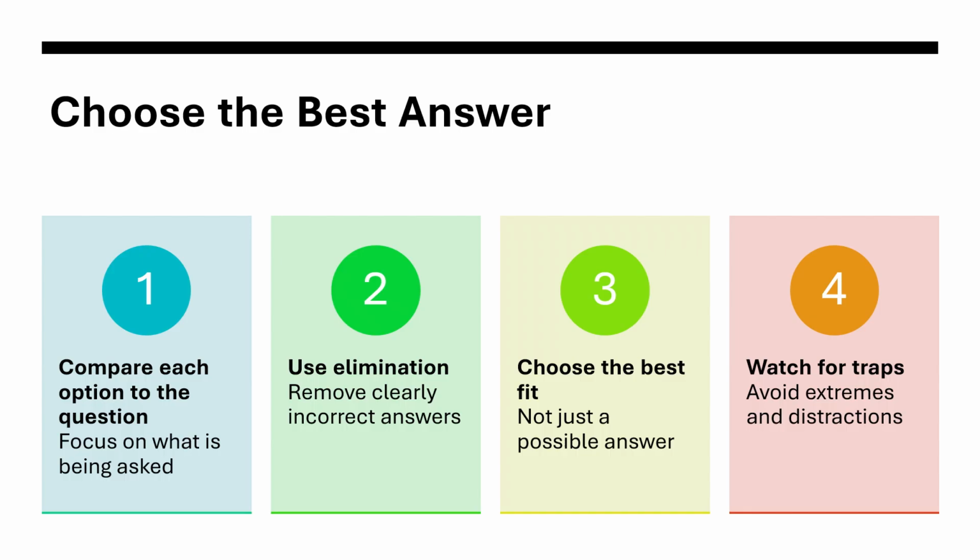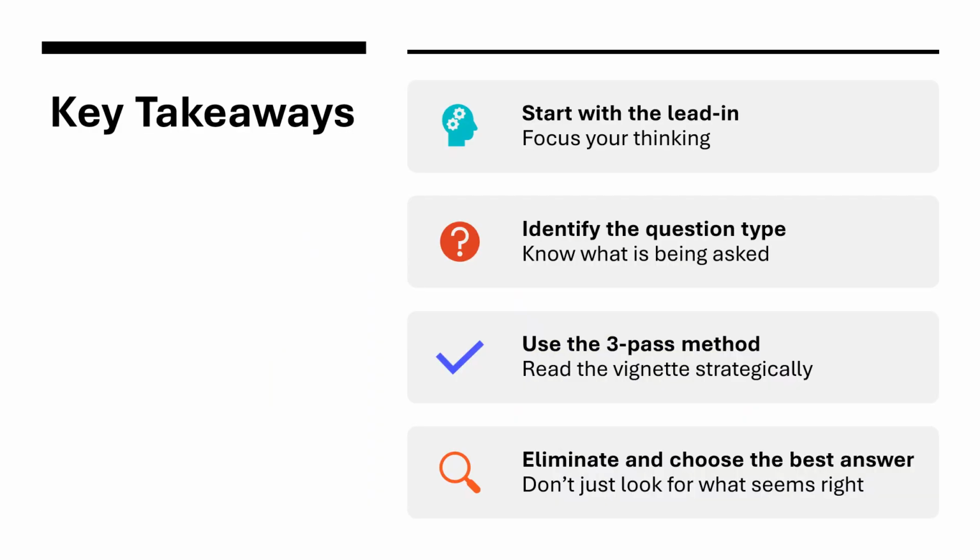Once you have worked through the vignette, compare the answer choices to the clinical picture. For example, plaque rupture fits best because it can cause an acute myocardial infarction in a patient with these risk factors and ECG findings. Instead of picking something that only seems plausible, find the answer that best explains all of the findings. To summarize, start with the lead-in so you know what the question is really asking.